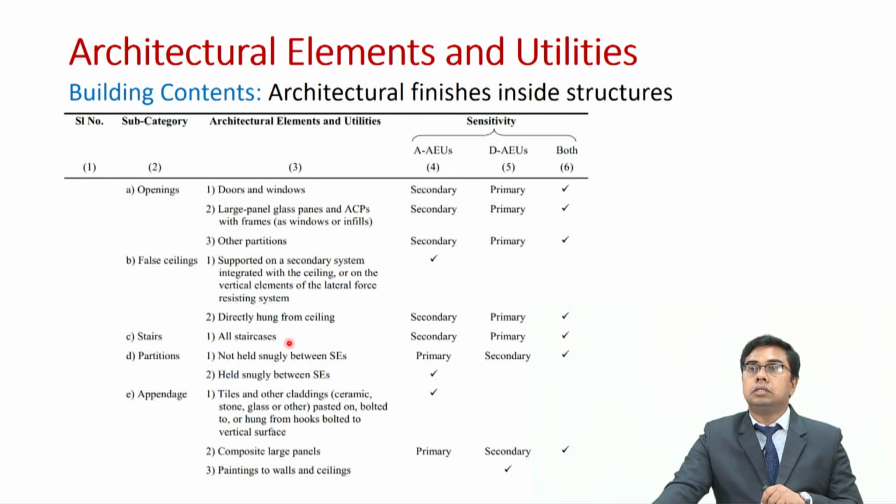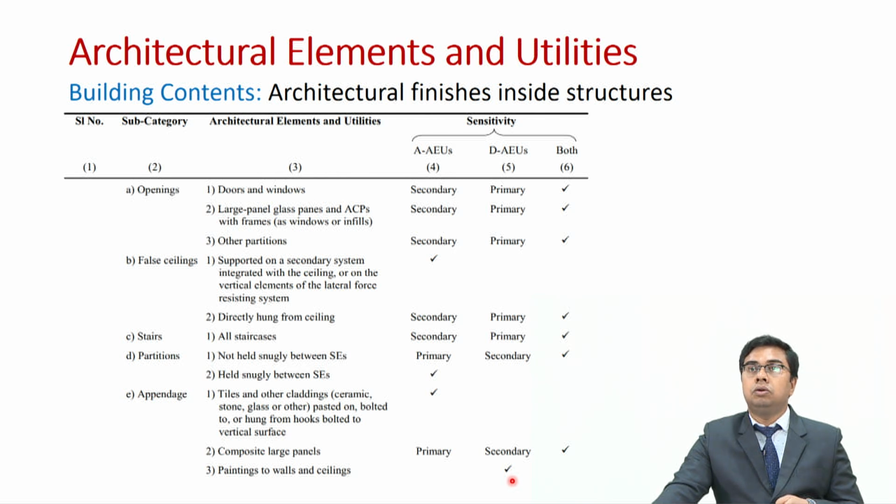Similarly, we have all the staircases and some partitions which are ADAEUs. We have appendages such as tiles and other claddings. So these are AAEUs because they are rigidly connected to the walls. Then we have composite large panels, so this will be ADAEU, and the paintings which are very flexibly connected through one or two screws, in that case they will be deformation sensitive AEUs.